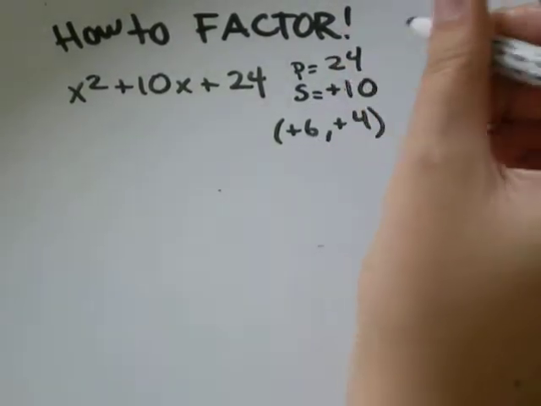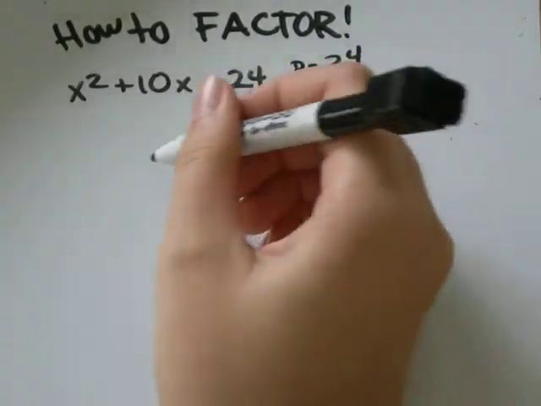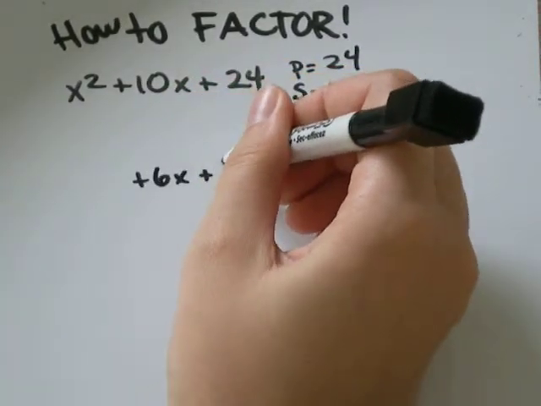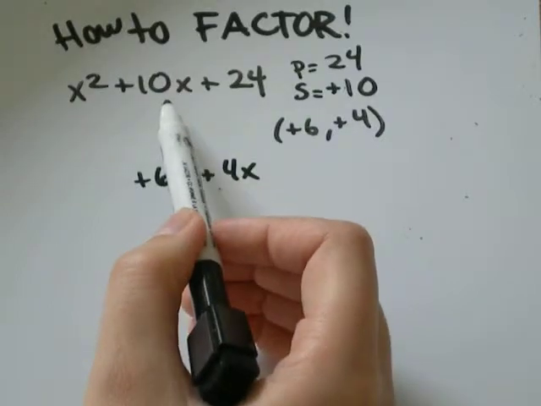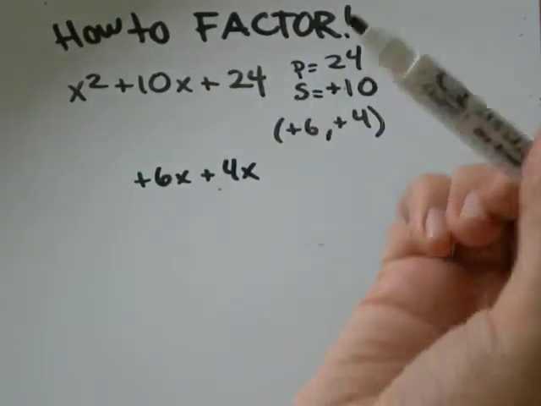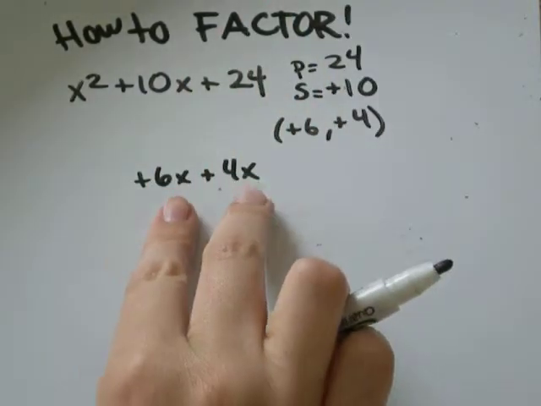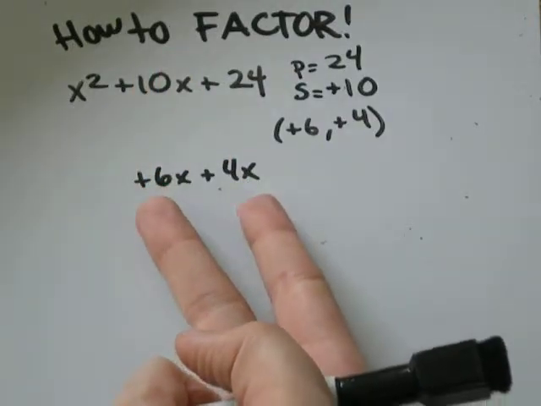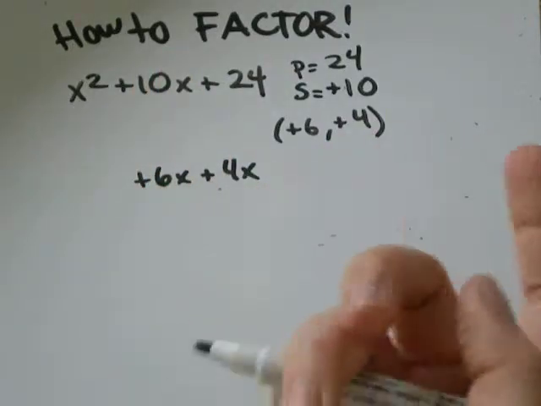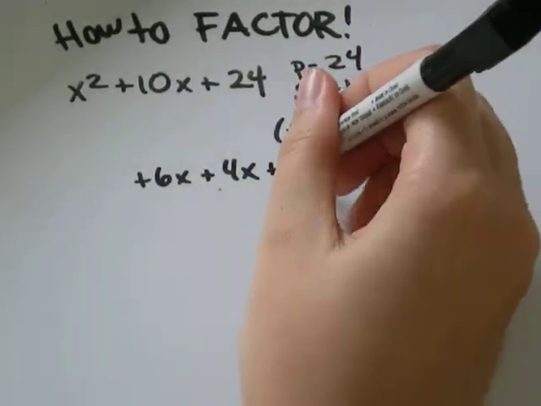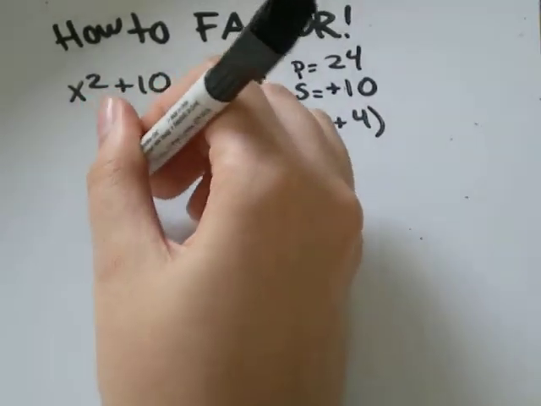So that tells us how to break apart the middle term. Isn't plus 6x plus 4x the same as plus 10x if we collected like terms? Yeah. And it doesn't matter if you write them in the other order. If you write plus 4x plus 6x, it doesn't change anything. Just do whatever you want.